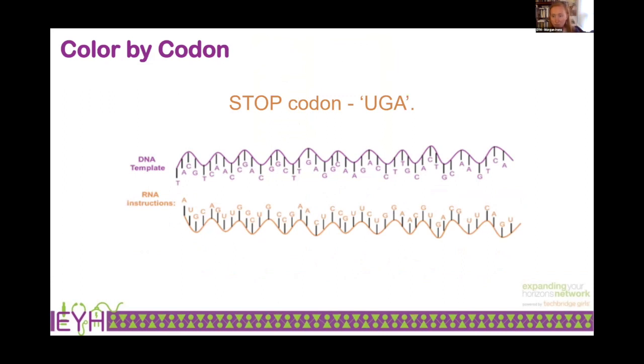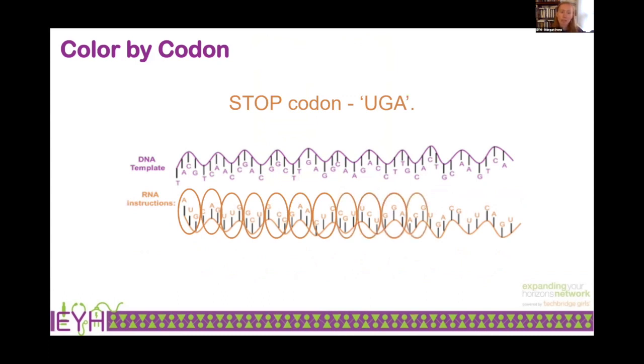In this case, the stop codon is UGA. So we want you to take a few minutes to draw and color the flower to find out what the original phenotype of this flower is based on the RNA instructions. So go ahead and start coloring and drawing.